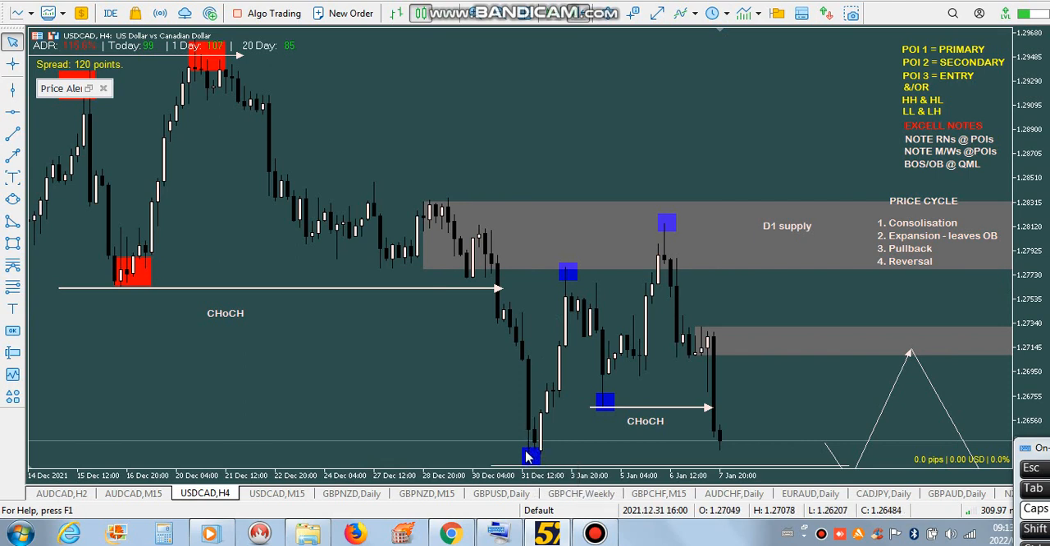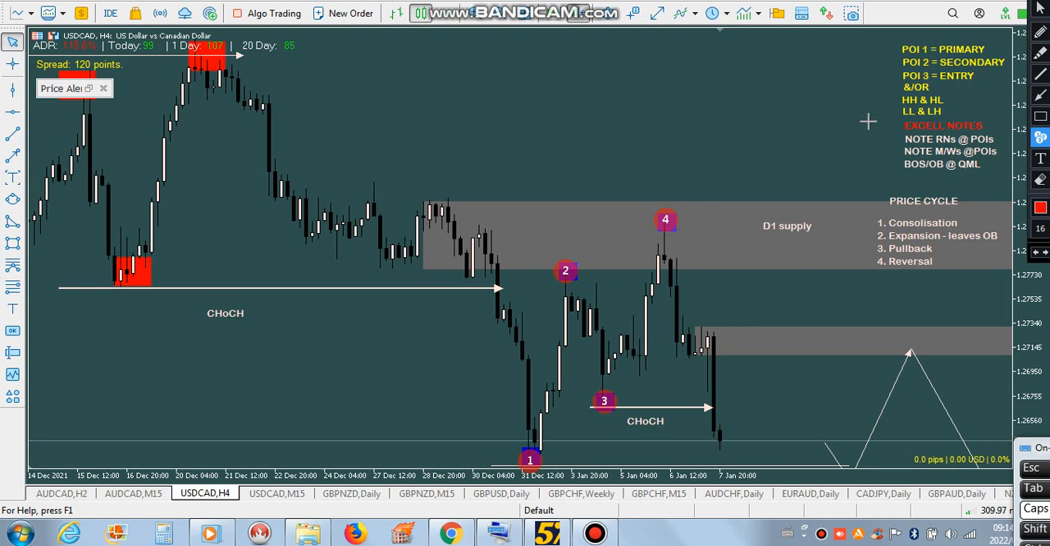Okay, now on the 4-hour, guys, I think you can see that on the 4-hour, what do we have? We have this swing low here. Then at this point we have a high, and what do we have here? Here we have got a higher low, and here we got a higher high. And what happened at this higher high? This higher high is in our D1 supply zone.